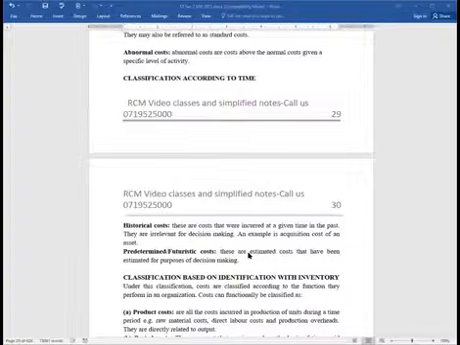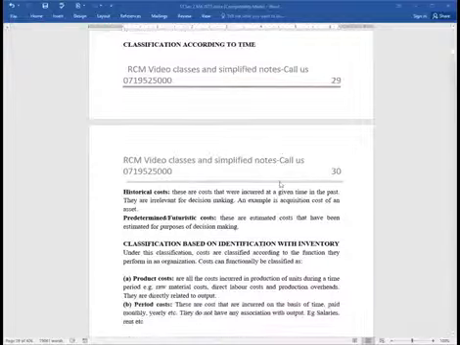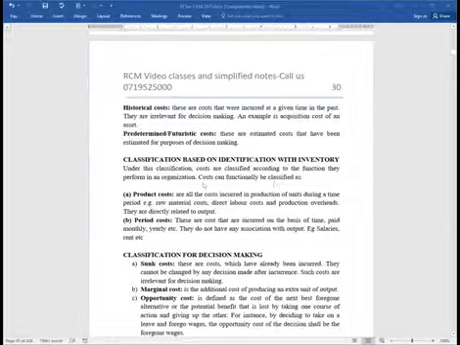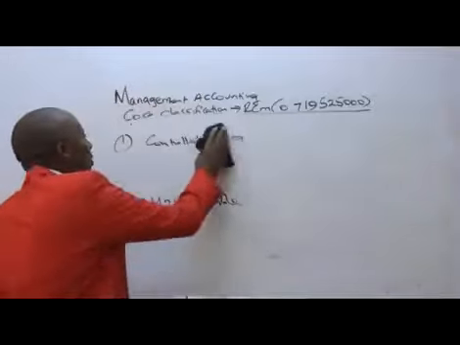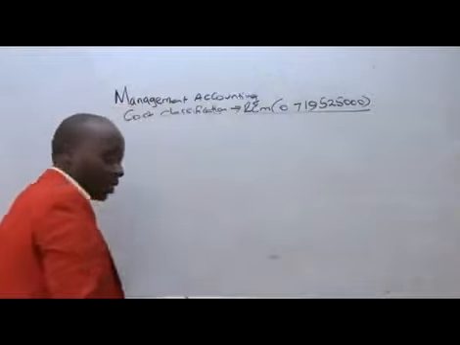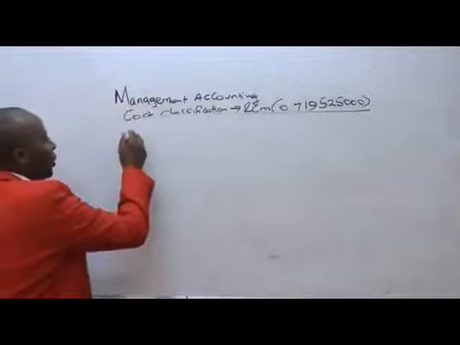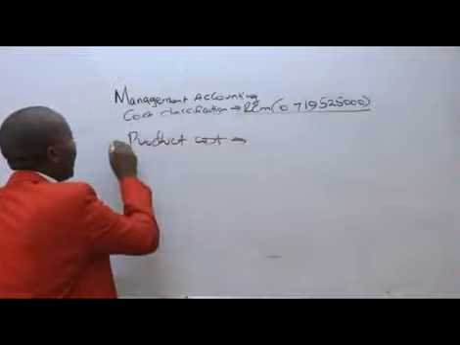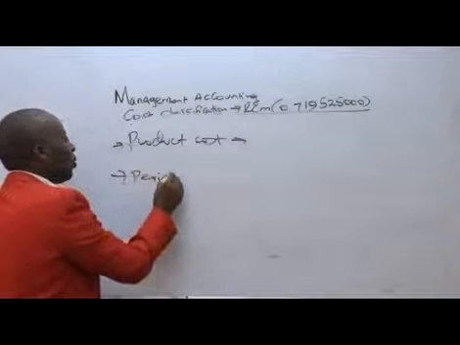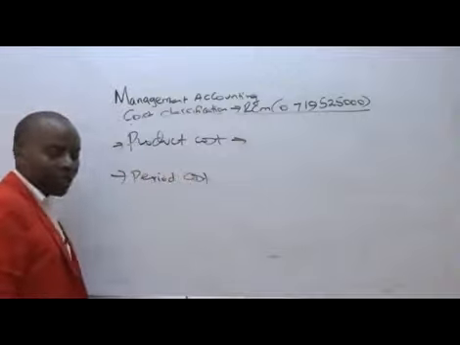And then now we have classification based on identification with inventory. Under identification with inventory, we have got two classes. We have the product costs and the period costs. So under classification with the inventory, we have what we call product costs, and then number two, we have what we call the period or periodic costs.